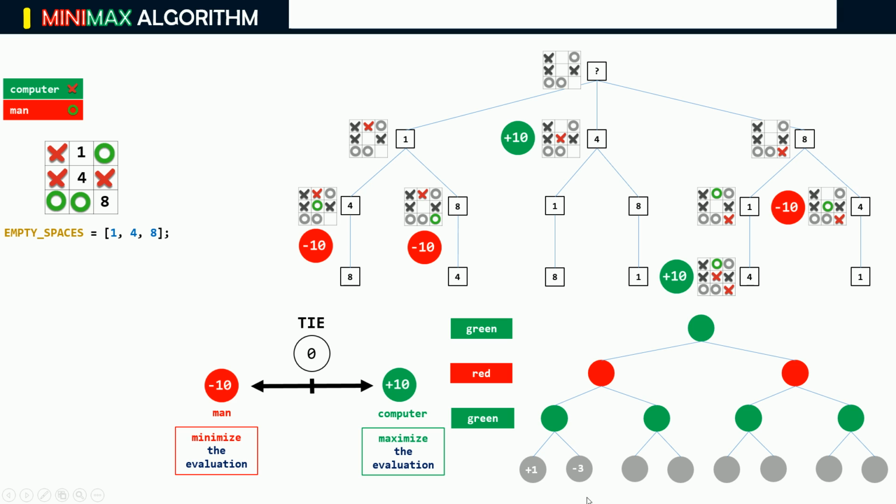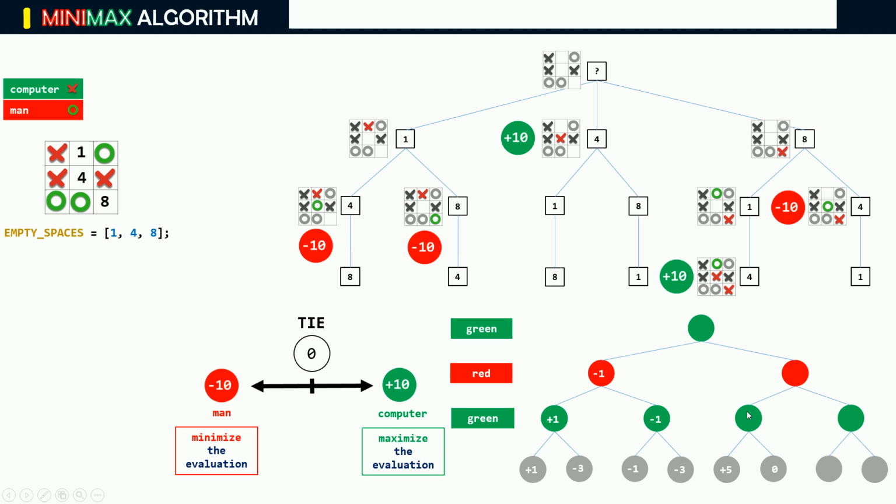Now let's say these positions here come as +1 and -3. The green here is the maximizer, so he will go for the highest evaluation, of course. So he will go for the position that leads to +1. So the evaluation of this position here is +1. On the other side, let's say these come with a -1 and a -3. Again, the green player will go for -1. Now the red player is the minimizer, so he will go for the lowest evaluation, which is -1.